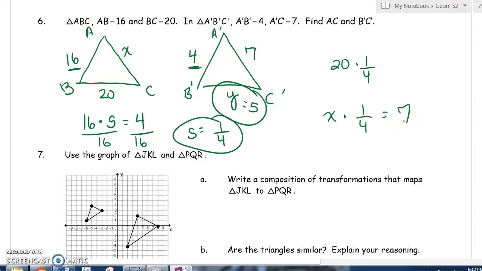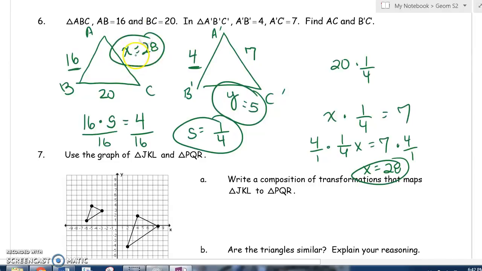Well, we have to get rid of the 1/4. So this is the same thing as 1/4 x equals 7. To get rid of the fraction, you can divide or you can multiply by the reciprocal, so that's what I'm going to do. X ends up equaling 28. All right, so if you were to do 1/4 of 28, you'll get 7. 1/4 of 20, you get 5. 1/4 of 16, you get 4. So it should match up.